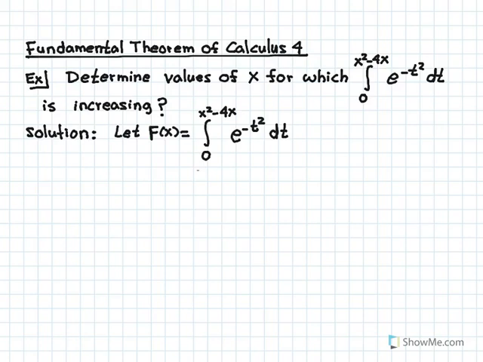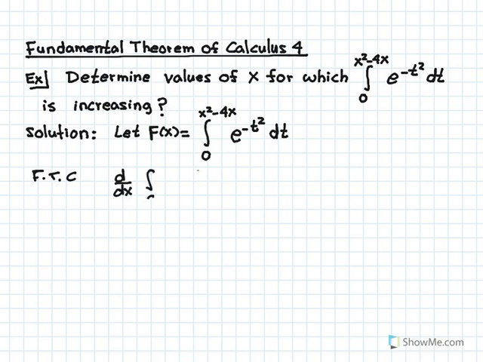In this video, we're going to apply the fundamental theorem of calculus to find the values of x for which the integral from 0 to x squared minus 4x of e to the minus t squared dt is increasing. Let's start by calling this integral F of x. Capital F of x is equal to the integral from 0 to x squared minus 4x of e to the minus t squared dt.